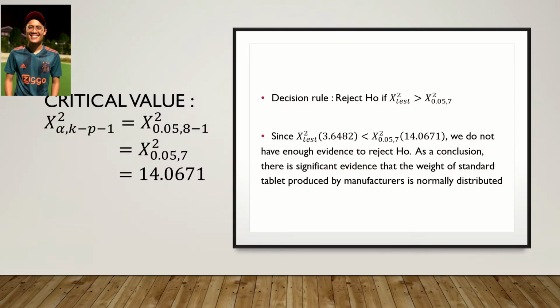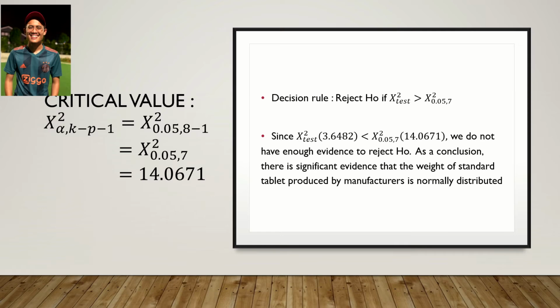For the next step, we obtain the critical value from the statistical table. Using the formula, we find the degrees of freedom V and we get 7, and for alpha 0.05 and V equal to 7, we get 14.0671. Next, for the decision rule, we will reject H naught if the chi-square test is greater than the critical value.